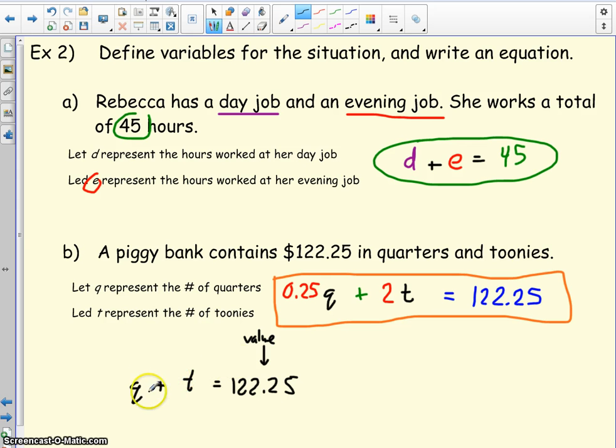Okay, so you know that each quarter is worth 25 cents, so 0.25. You know that each toonie is worth $2, so we incorporate that. So the total value of the quarters plus the total value of the toonies is $122.25. Okay, I just noticed I have a few typos here as well. There we go, just fixed those. But yeah, this would be an equation that would represent this situation.